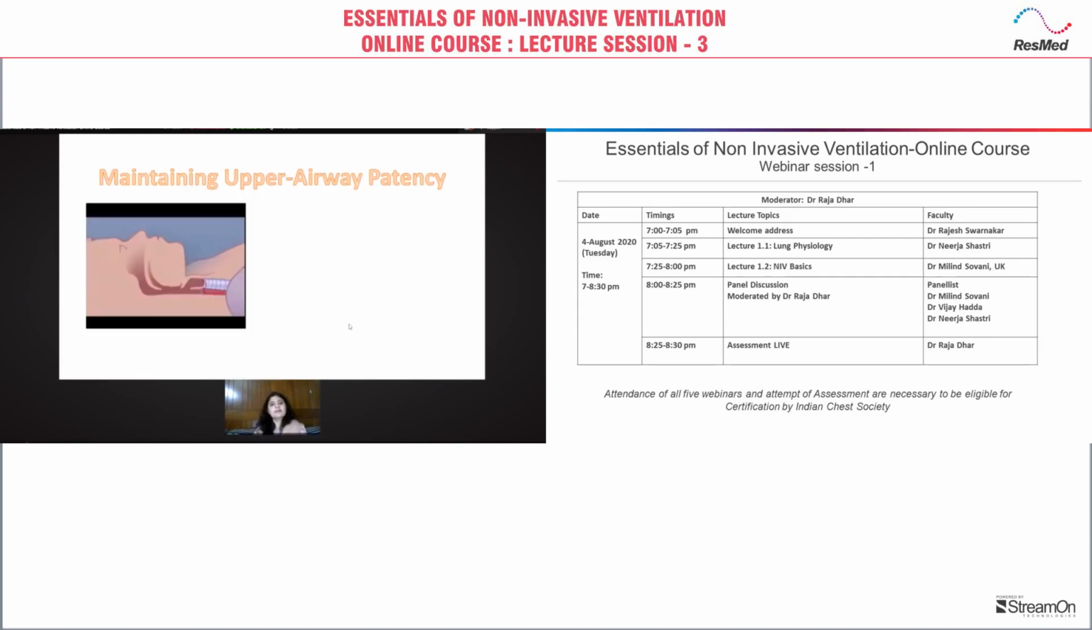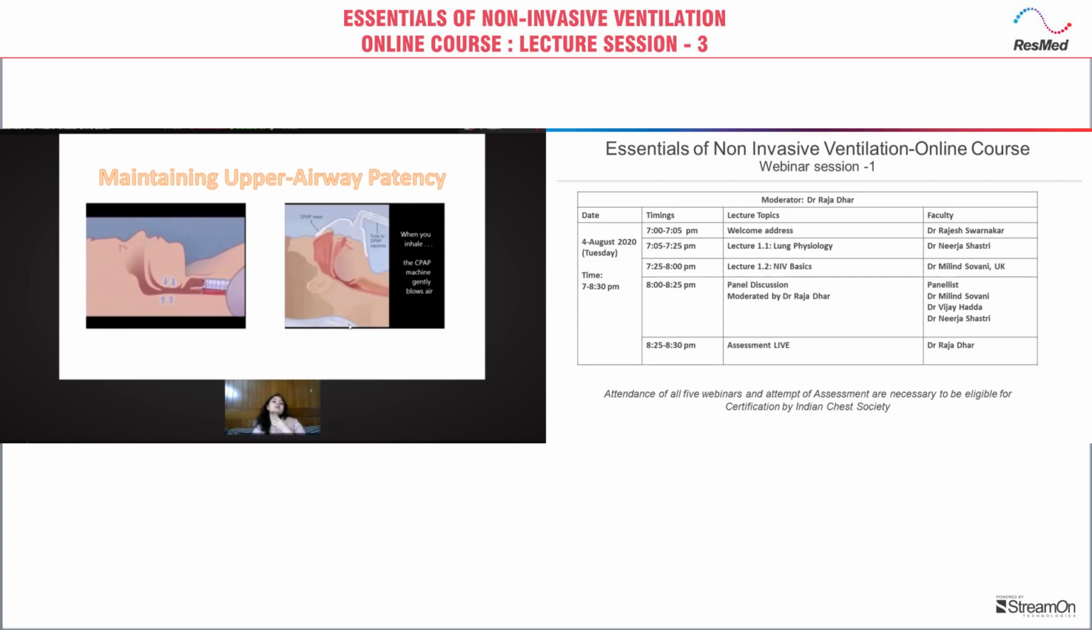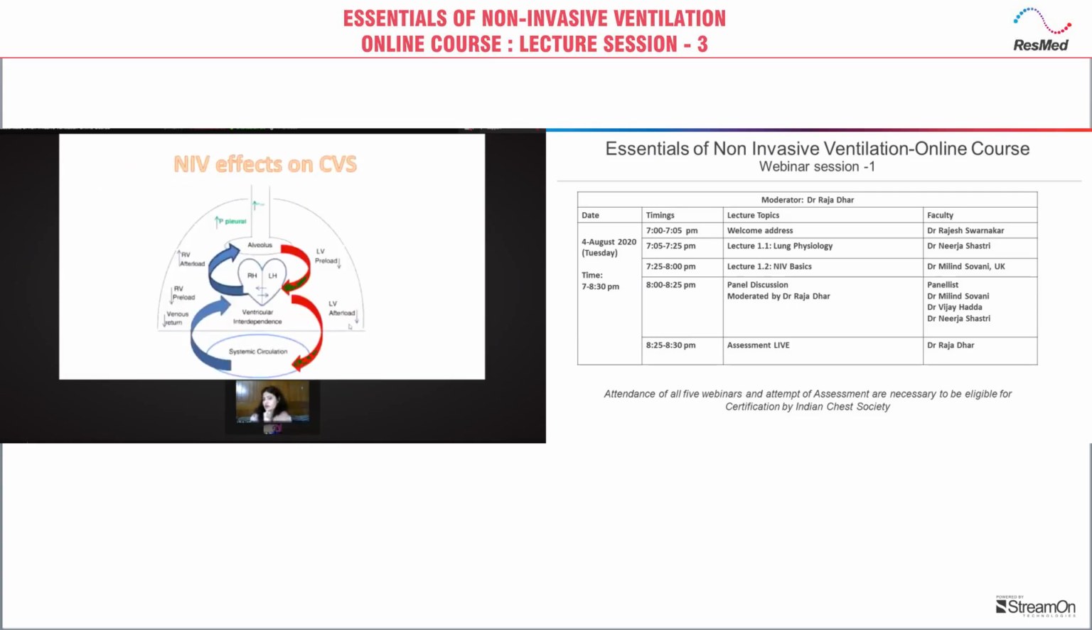Upper airway, your CPAP kind of stents it and keeps the airway open. It also has roles on the cardiovascular system because it decreases the load on the heart. That's why it is used in cardiogenic pulmonary edema.